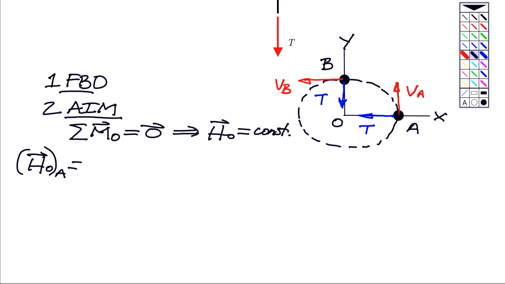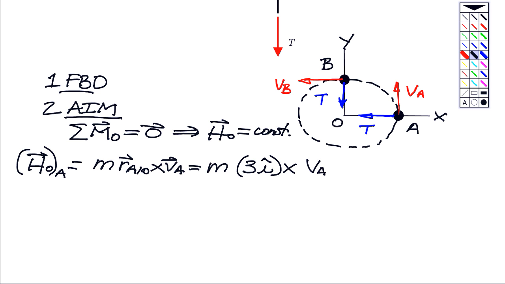So whatever H about O is for A has to be the same thing for B. About A, it's just m r cross v, where the r vector goes from O to A. From O to A, we said that was a distance of 3 in the i direction. A is moving in the j direction. i cross j is k, so this is 3 m VA k.